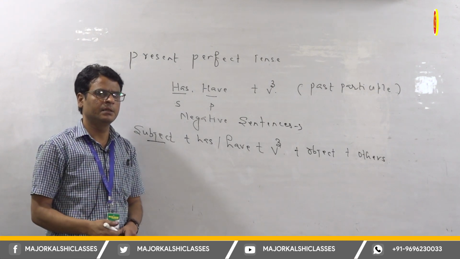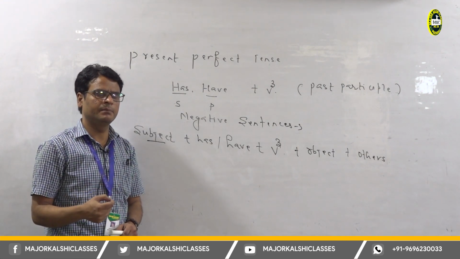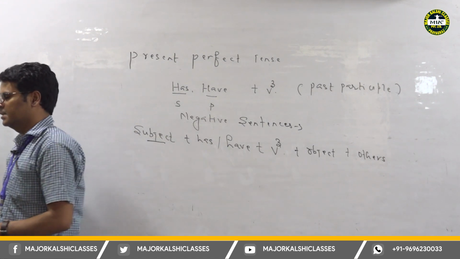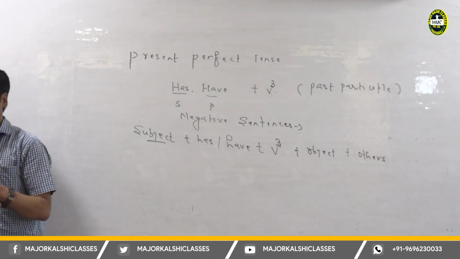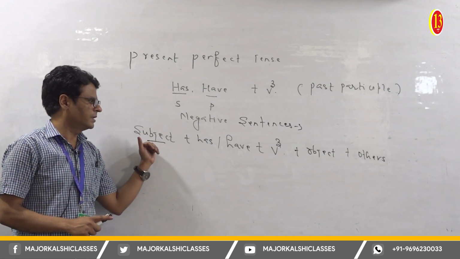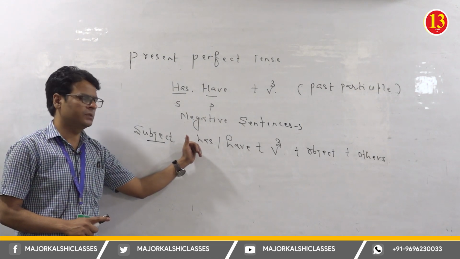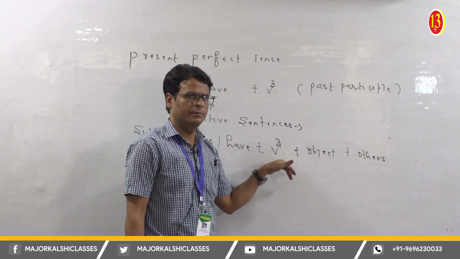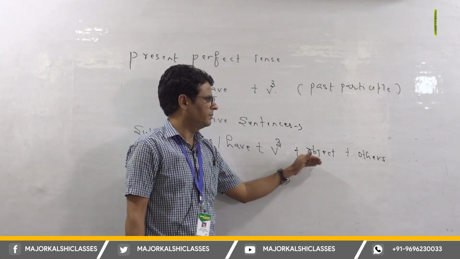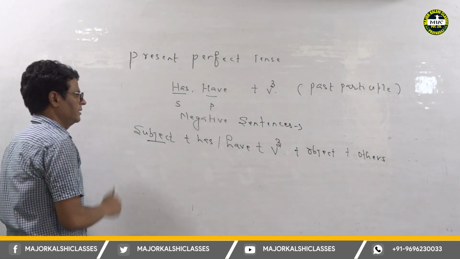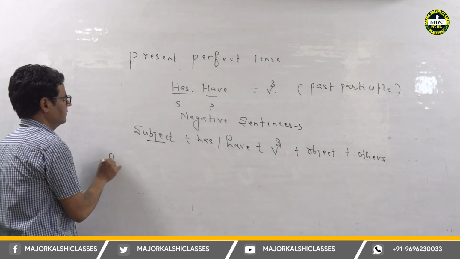What is MPT? M means manner, P means place, and T means time. Always remember the sequence MPT: manner, place, and time. First of all, we have to use subject, and after that has or have, and after that the third form of the verb, that is called past participle, object, and others. Okay, let's take some examples of negative sentences.